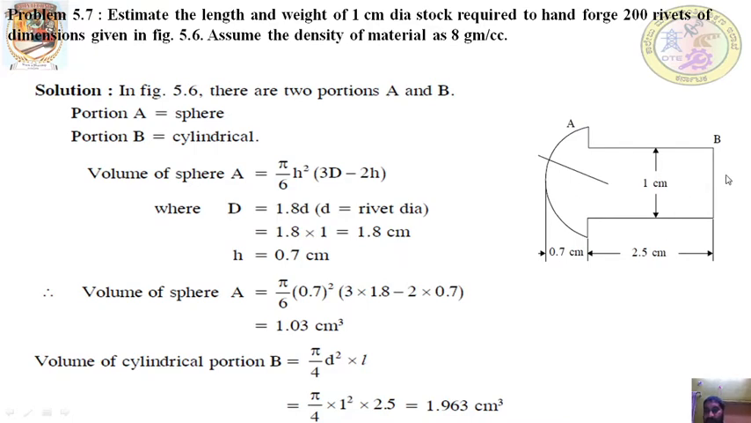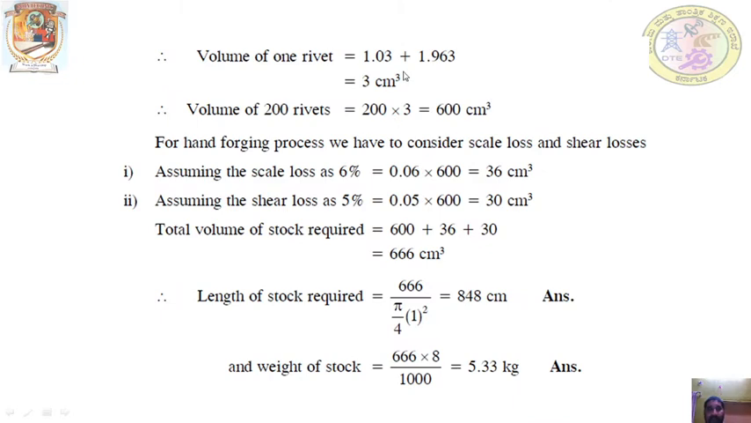Then you have to find the volume of the cylindrical portion. The diameter is 1 centimeter, so pi by 4 times 1 square times the length 2.5 centimeter. The volume of this cylindrical portion is 1.963 centimeter cube. The total volume of one rivet is the spherical portion of the rivet head plus the volume of the shank. Add these two volumes and you get 3 centimeter cube. So the volume of 200 such rivets is 600 centimeter cube.